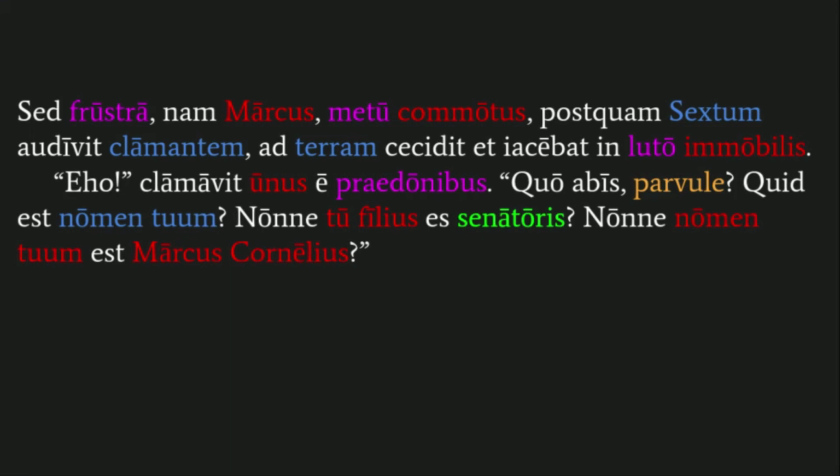Then we have eo clamavit unus e praedonibus. So, shouted one of the robbers, out of the robbers. So one of them shouted, hey there, quo abis parvule. Quo means where, to where is the idea. So where are you going? Parvule, little one. Parvule is a version of parvus, which means small. It's called the diminutive. So he's saying, hey, little one. That's what he's calling, in this case, Marcus and Sextus, Marcus in particular. He says, where are you going? Quid est nomen tuum? What is your name?